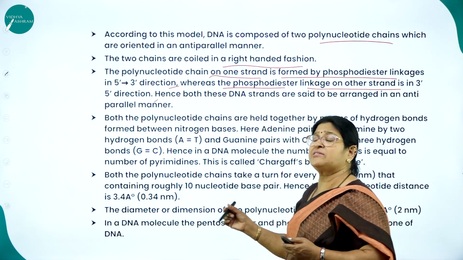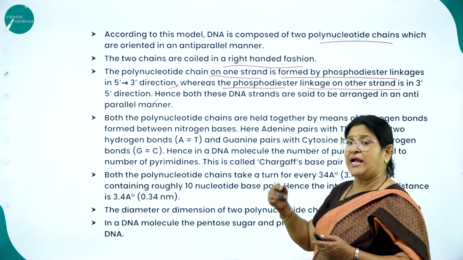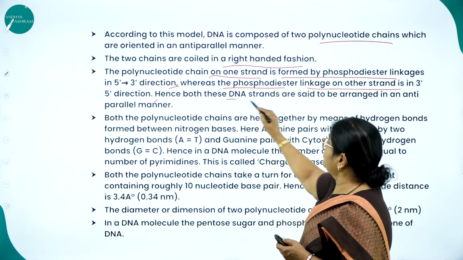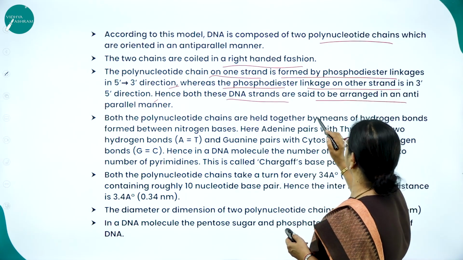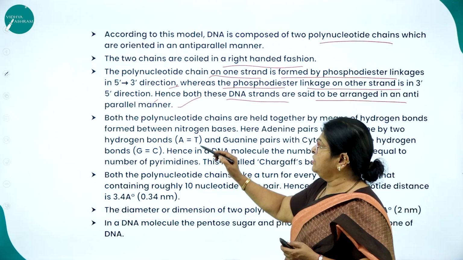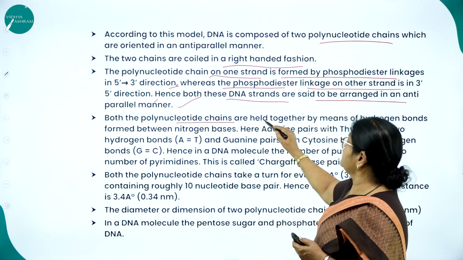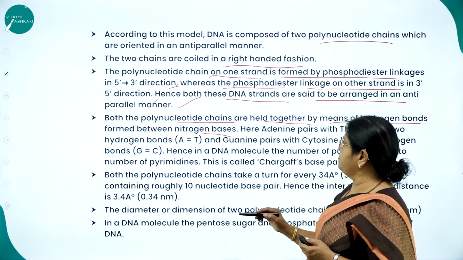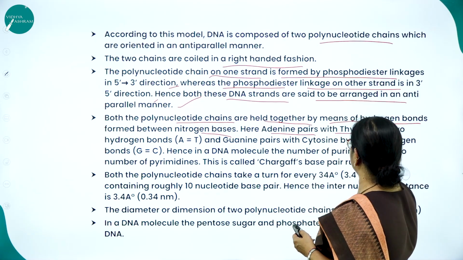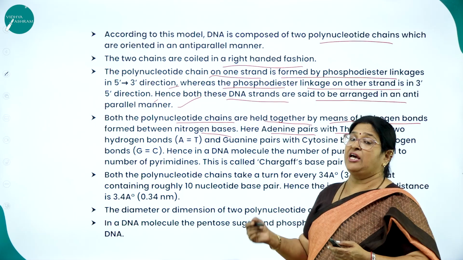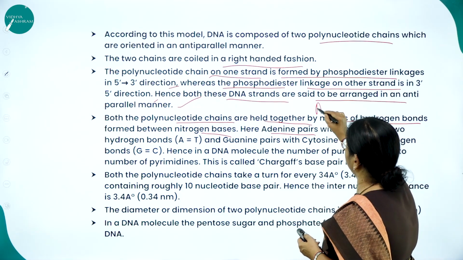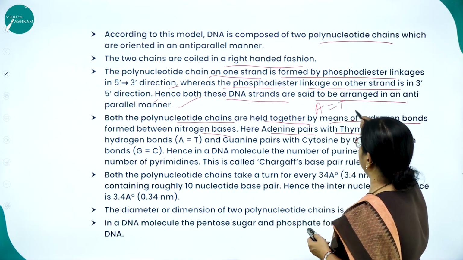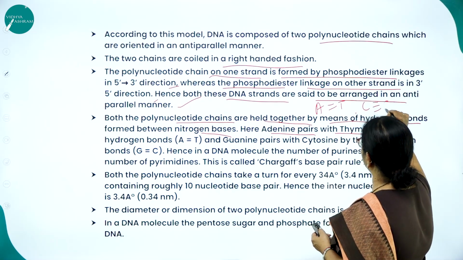As I already said, it is a double-stranded structure and it is anti-parallel. Hence, both these DNA strands are said to be arranged in an anti-parallel manner. Both the polynucleotide chains are held together by hydrogen bonds formed between nitrogen bases. Here, adenine pairs with thymine. As I already said, Erwin Chargaff's rule is what? A pairs with T by double bond, and C pairs with G by triple bond.